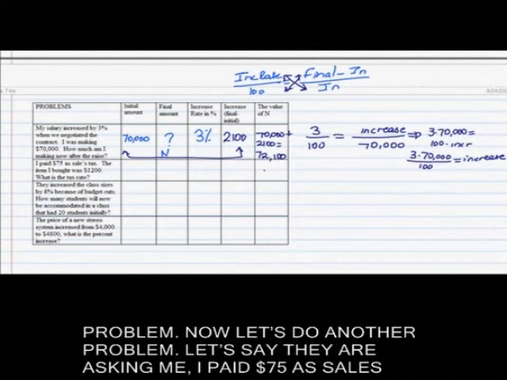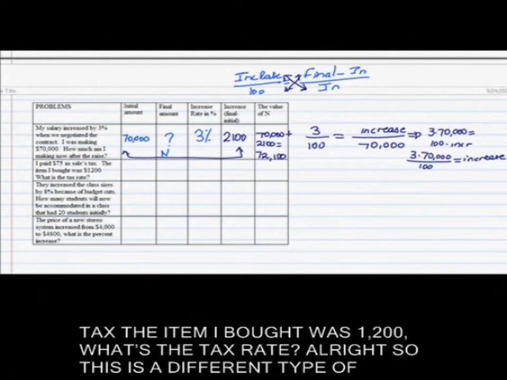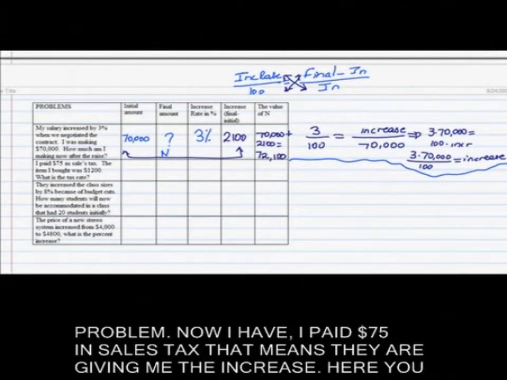Now let's do another problem. Let's say they're asking me, I paid $75 as sales tax. The item I bought was $1,200. What's the tax rate? All right, so this is a different type of problem. Now I paid $75 as sales tax. That means they are giving me the increase. Here you go.